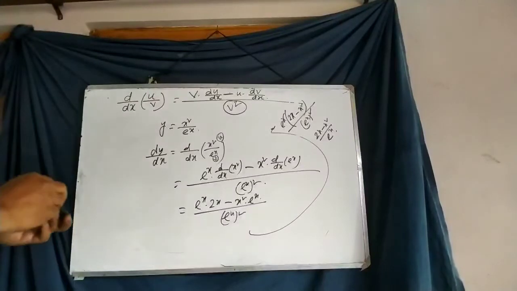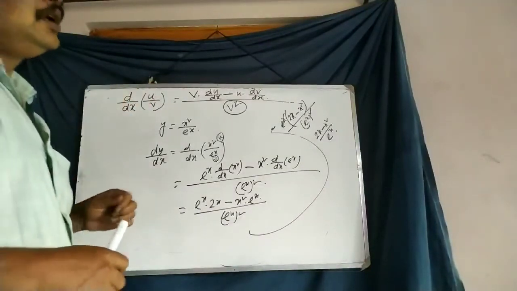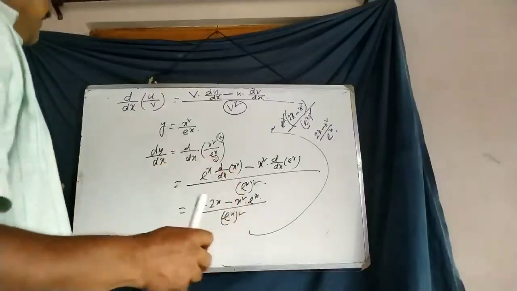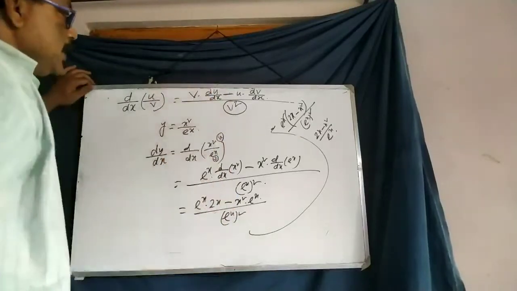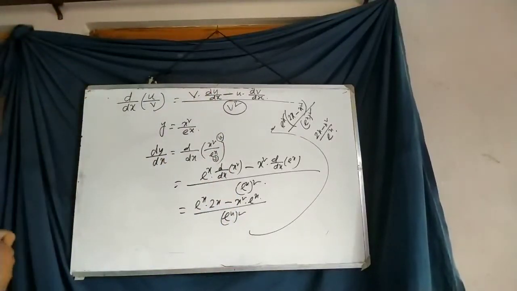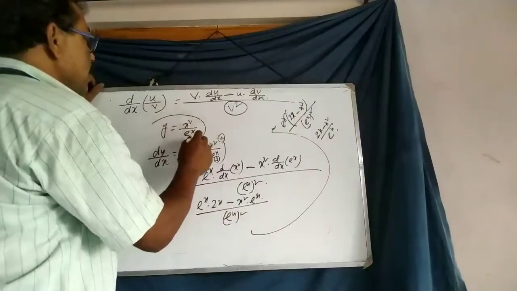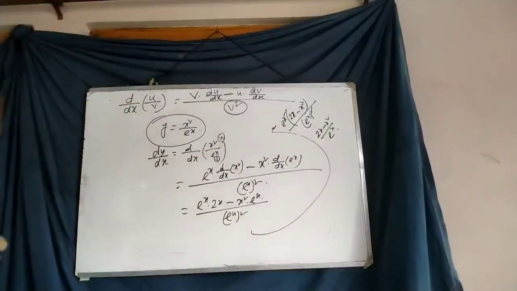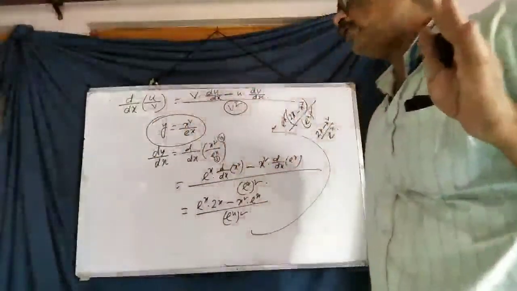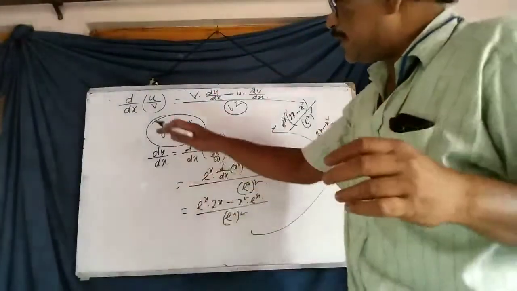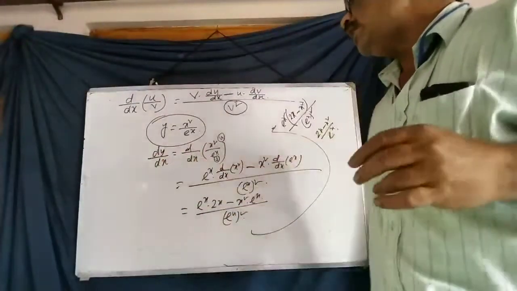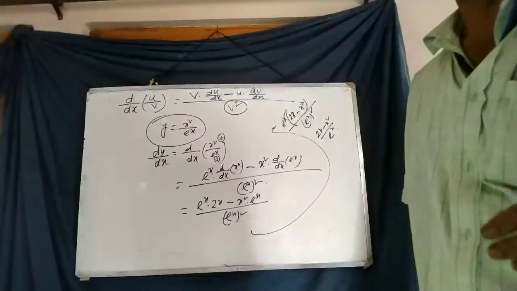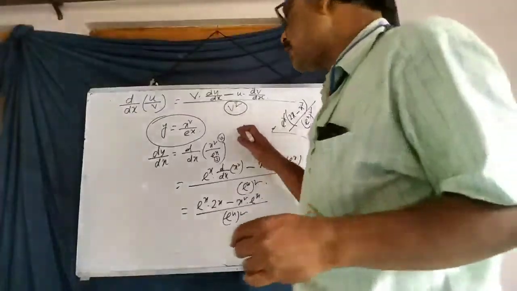Again, what's the problem in understanding the rule and applying the rule? Again, I am telling you, d/dx of u by v is v square into, v into du/dx minus u into dv/dx. To apply this rule, I have taken a function y is equal to x square by e to the power x, and differentiating both sides of the given function, at left we get dy/dx, at right we get d/dx of x square by e to the power x. Is it clear? Okay.